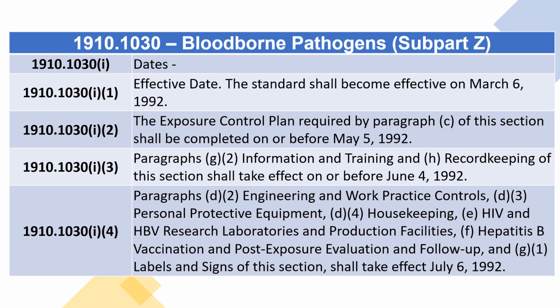1910.1030 I. Dates, 1910.1030 I1 through I4. Effective date. The standard shall become effective on March 6, 1992. The exposure control plan required by paragraph C of this section shall be completed on or before May 5, 1992. Paragraphs G2, information and training, and H, record keeping of this section shall take effect on or before June 4, 1992. Paragraphs D2, engineering and work practice controls, D3, personal protective equipment, D4, housekeeping, E, HIV and HBV research laboratories and production facilities, F, hepatitis B vaccination and post-exposure evaluation and follow-up, and G1, labels and signs of this section, shall take effect July 6, 1992.